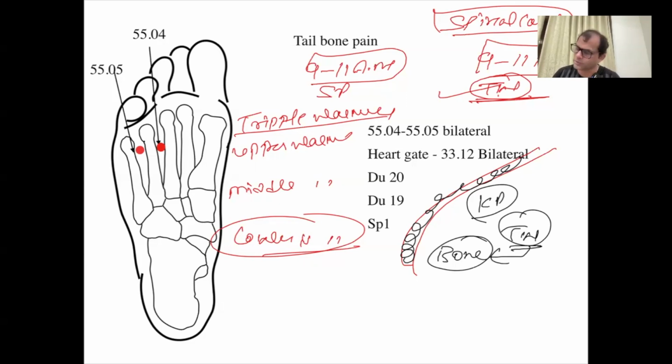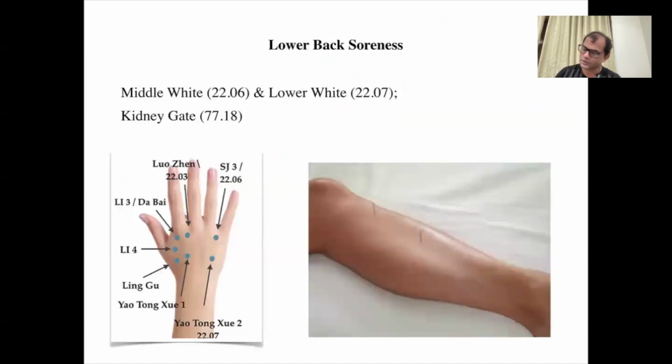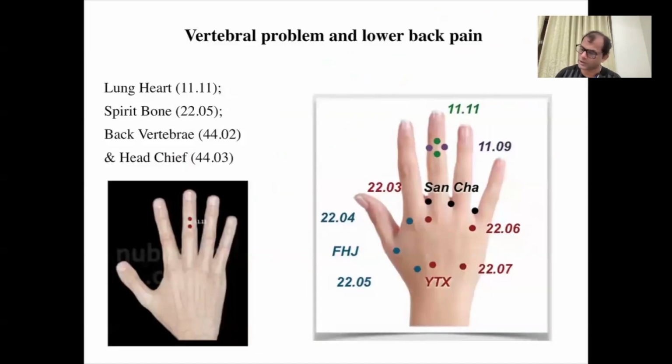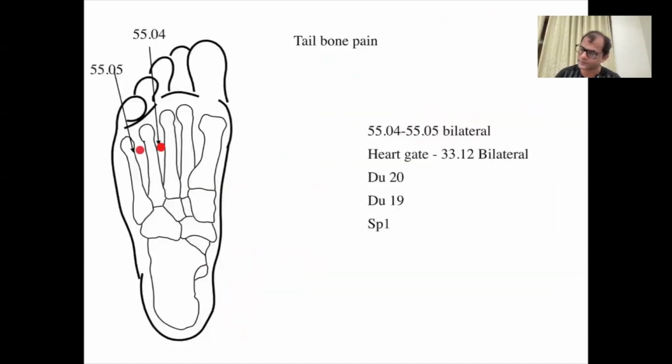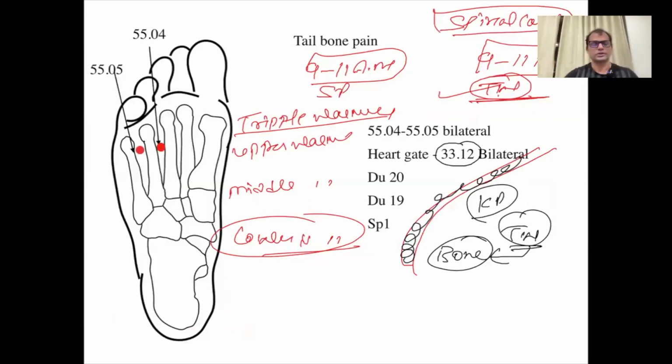Now point number two will be 33.12. So now I will tell you our 33.12 point. The 33.12 is, I will tell you, one of the greatest points, even greater than spleen 1 coming next. 33.12 is a very effective point.